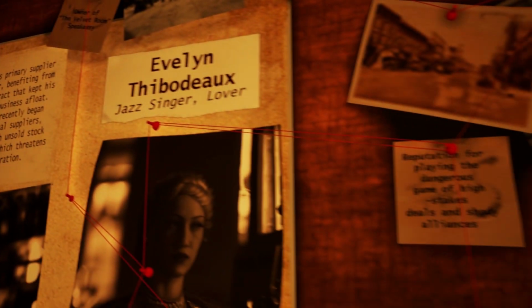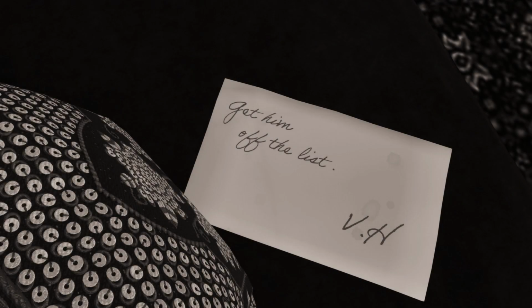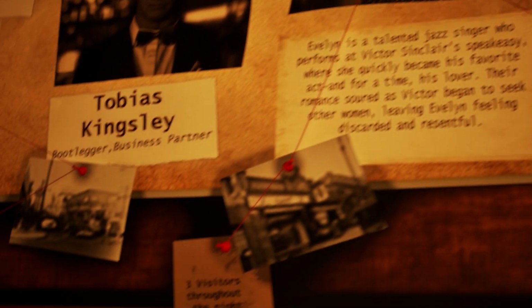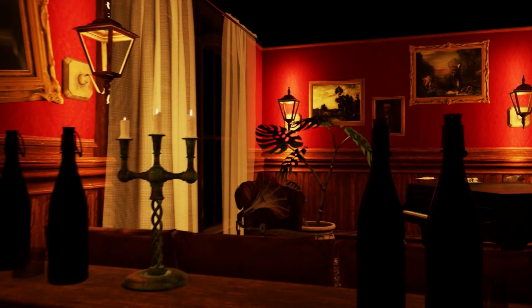The sultry jazz singer Evelyn Thibodeau, once Sinclair's lover, croons nightly at the Velvet Room, her voice laced with the sorrow that conceals far more than it reveals. The wealthy socialite, Vivian Hargrave, desperate to protect her family's name, whispers half-truths, while Tobias Kingsley, the embittered bootlegger, fumes over broken contracts and broken bottles.